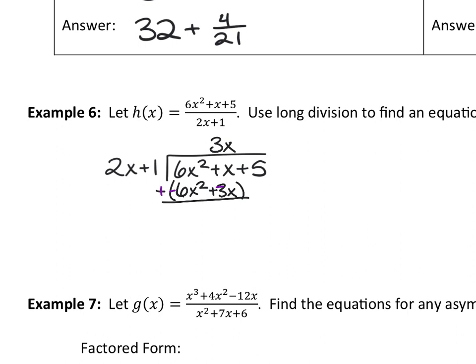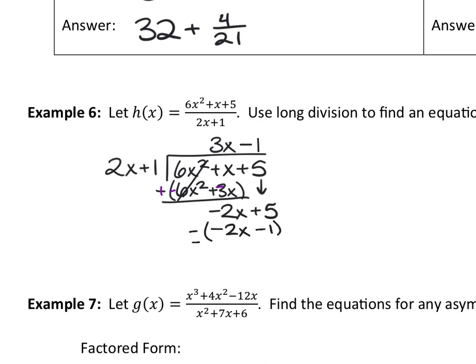6x squared and negative 6x squared cancel each other out. x plus negative 3x is negative 2x. We bring down the 5. We divide again. 2x and negative 2x, we would get negative 1. We multiply. Negative 1 times 2x is negative 2x. Negative 1 times 1 is negative 1.